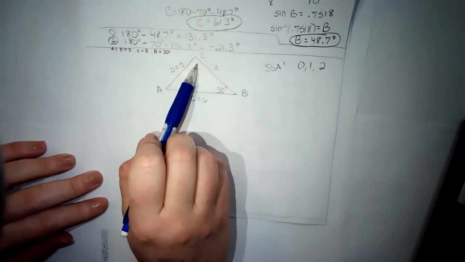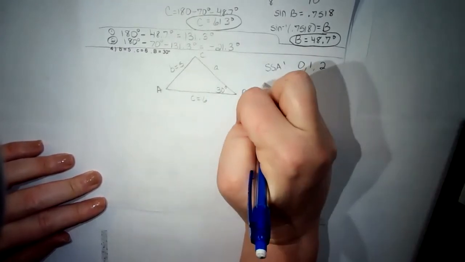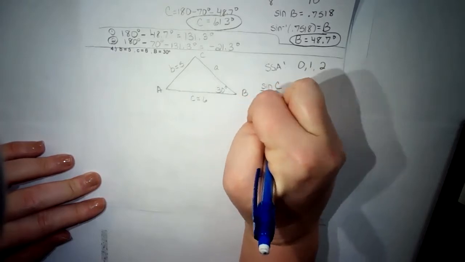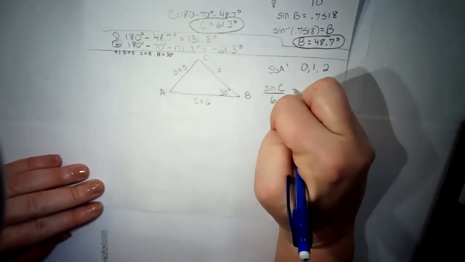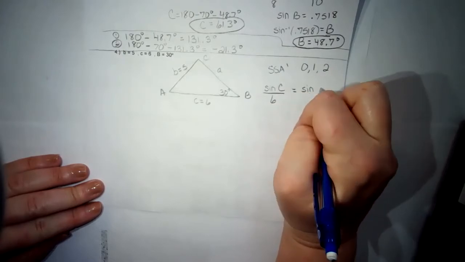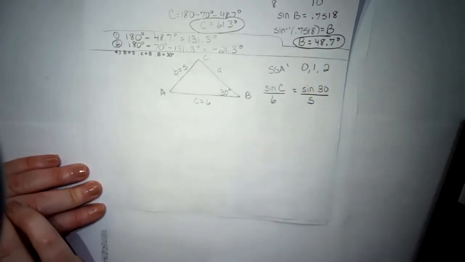Angle C. Yeah, that's the one we're going to solve for first. That's the one we don't have. Okay, so I'm going to come over here. I'm going to put that in the top, side C in the bottom. That's going to equal sine of angle B, which is 30, over side B, which is 5.